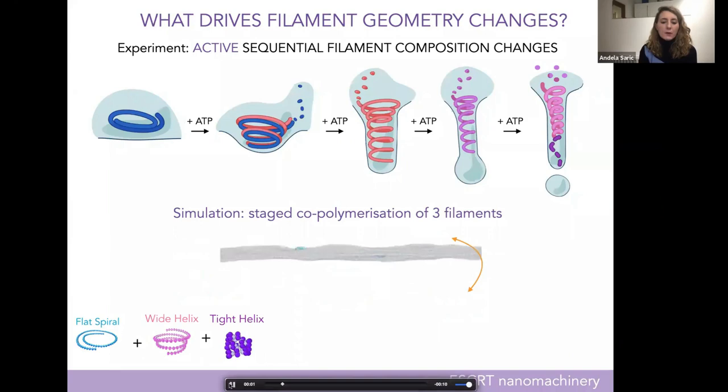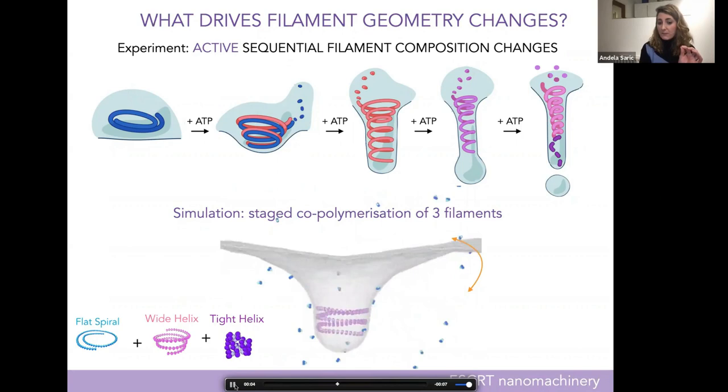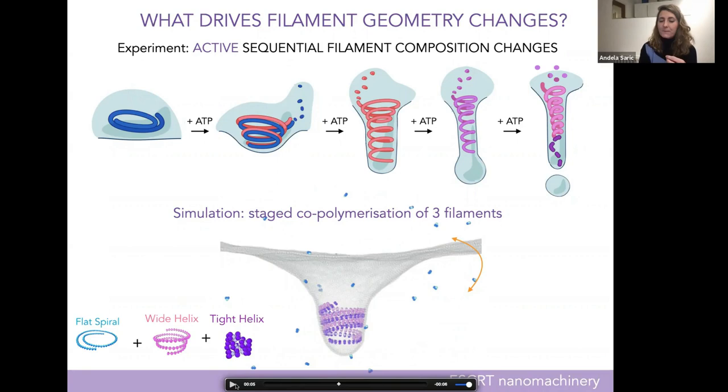So let me show you what happens. First we start with the spiral. Nothing really happens when the spiral is there. Then this spiral will bind the helix on top of it, and together they will make something mixed. And then when the spiral is depolymerized, the helix transforms the membrane into a deeper neck. And then we polymerize tight helix on top of it.